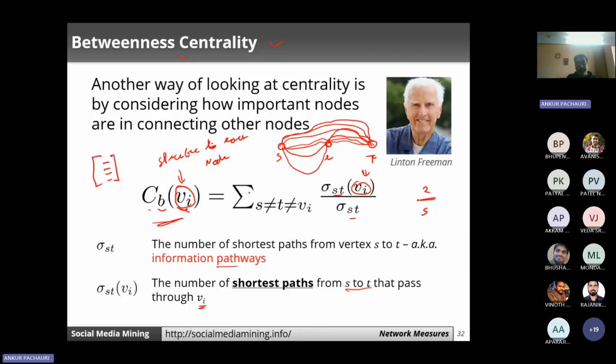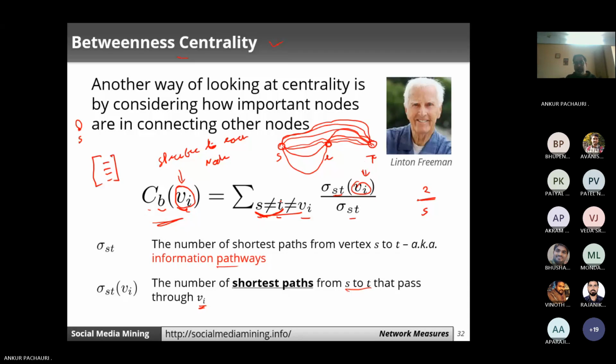That is a summation over all pairs, provided that source is not equal to destination, and neither is equal to Vi. What does it mean? It means the source and destination should be different nodes. It should not be the case that the path is from S to S. Source and destination should be different. This is the interpretation of the expression S not equal to T: my source and destination should be altogether different. They cannot be the same node.